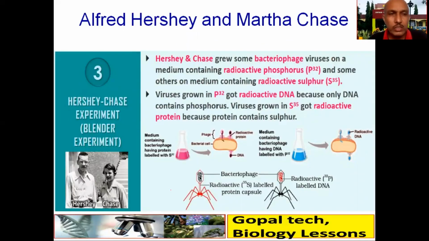Now the third important experiment in the search for genetic material is the Hershey-Chase experiment. It is also called the blender experiment.